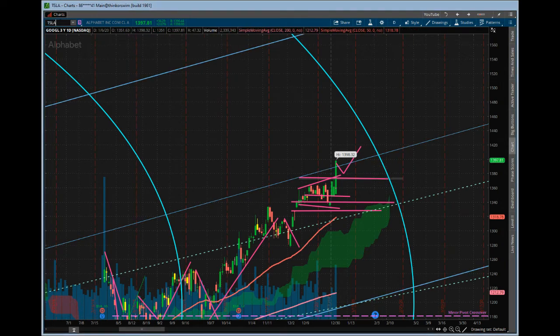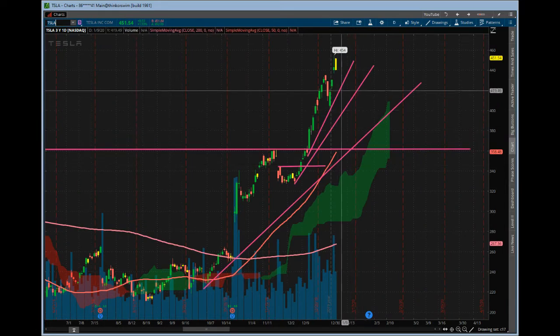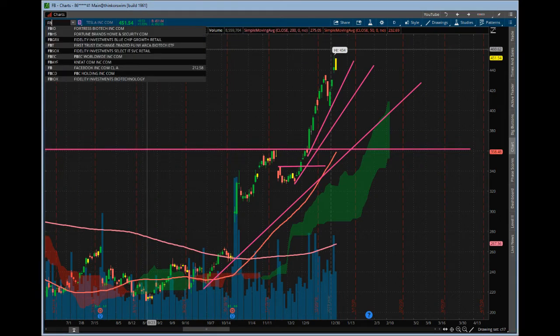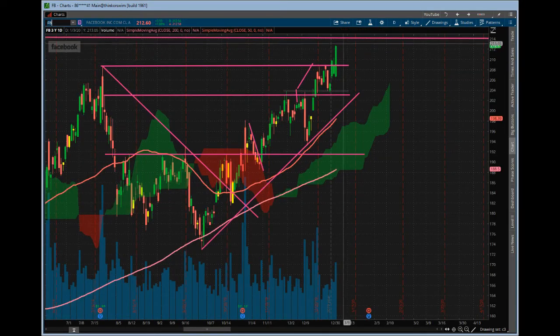Tesla. Yep, look at strong. It was a strong inside day today. Still holding trend, so getting close to approaching that all-time high again. And then Facebook, we like Facebook. Nice close above these levels here. So, yeah, looking good.